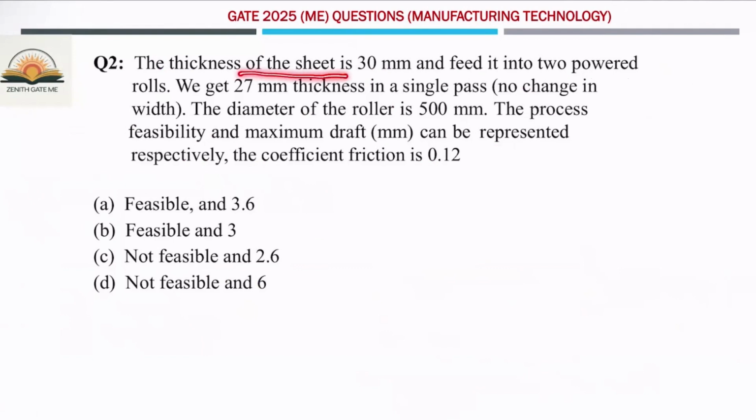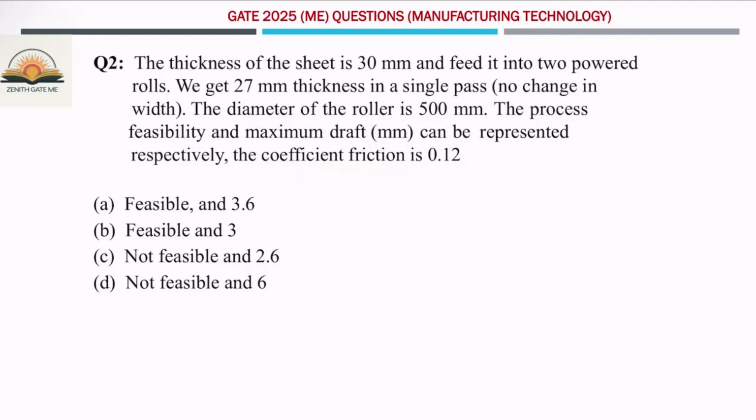The thickness of sheet is 30 mm and it is fed into the two rollers. We get 27 mm thickness in a single pass. The diameter of roller is given as 500 mm, and you have to find out whether the process is feasible or not, and the maximum draft can be represented. That means you have to calculate the maximum draft in this particular question and whether the process is feasible or not. And the coefficient of friction is given as 0.12.